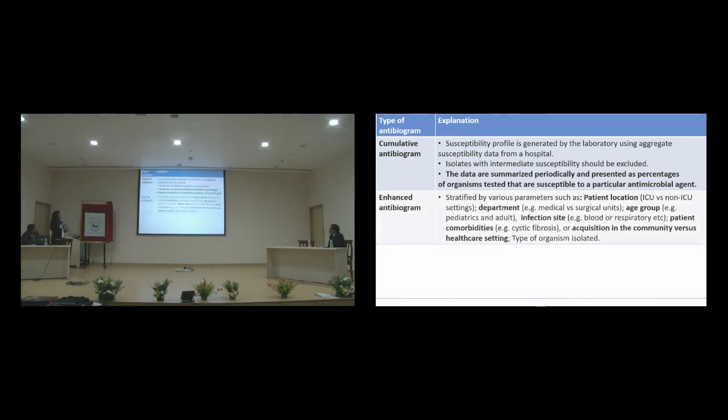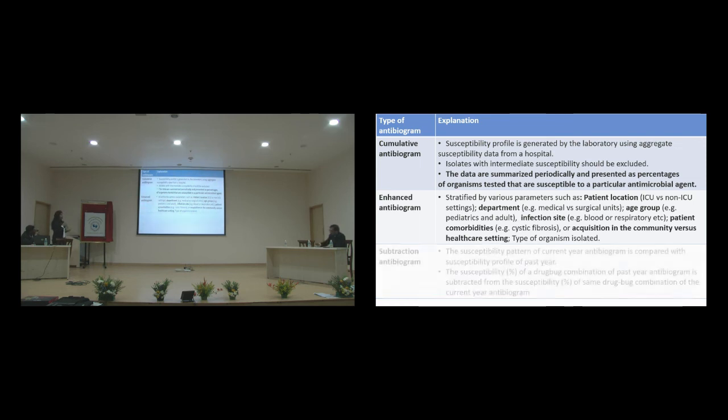The isolate with intermediate susceptibility should be excluded, and the cumulative antibiogram should be circulated at least once in a year. The next type of antibiogram is the enhanced antibiogram. The pattern is similar to the cumulative antibiogram, but the calculation is stratified based on various parameters like patient location, department-wise, age group-wise, site-specific infection-wise, patient comorbidities, or acquisition in the community versus healthcare. This is what an enhanced antibiogram is, but the structure is similar to the cumulative antibiogram.